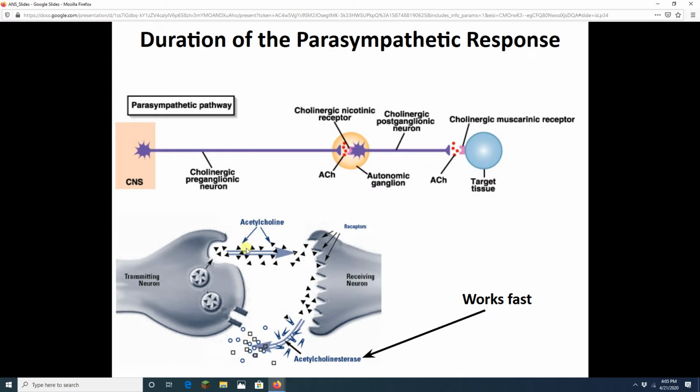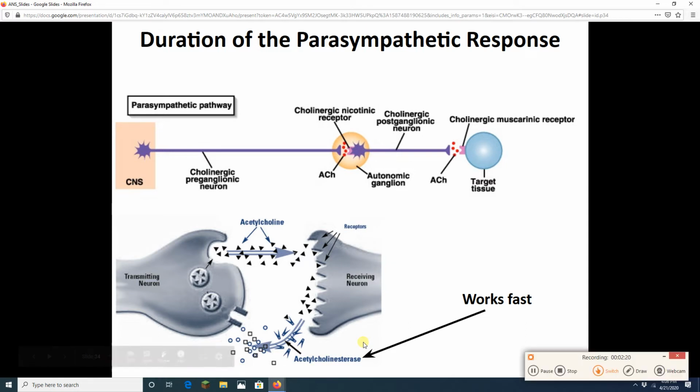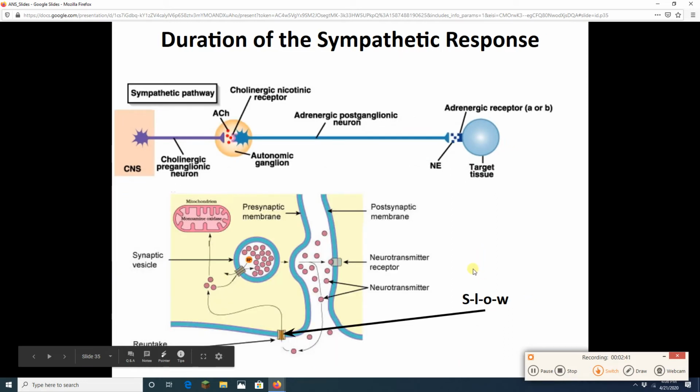All right, what about the duration? Well, remember, acetylcholine is our neurotransmitter released onto our target tissue, onto our smooth muscle, cardiac muscle, and glands. And the acetylcholine lasts in that synapse until it's broken down by an enzyme that we see spelled down here, called acetylcholinesterase. And acetylcholinesterase works really fast. So that means the duration of this response is going to be short because we break down the acetylcholine quickly with acetylcholinesterase.